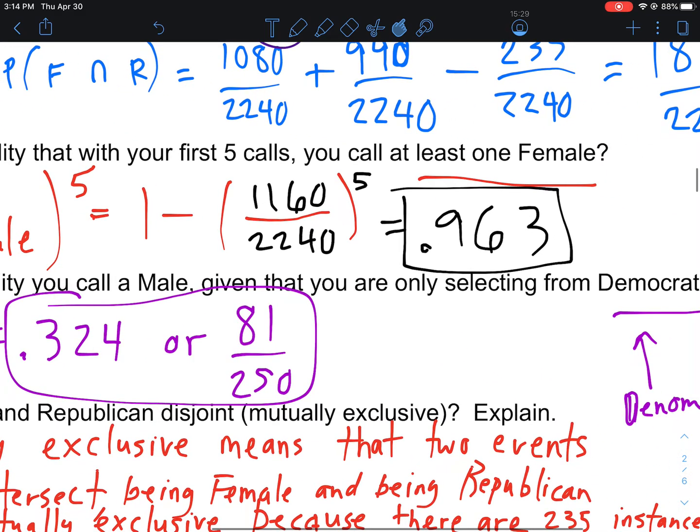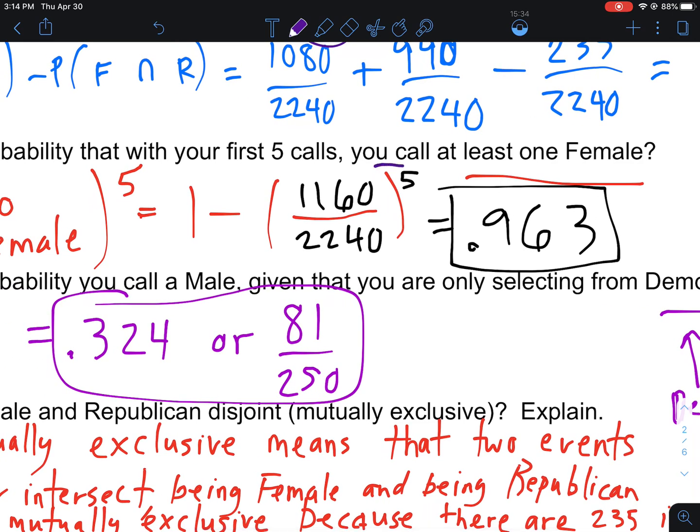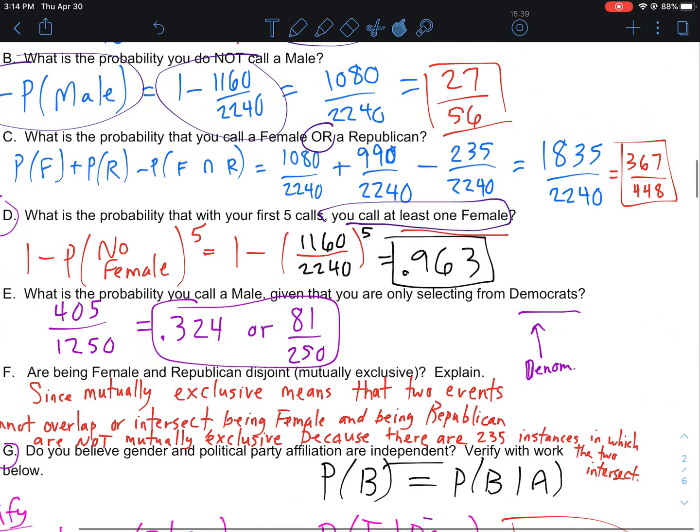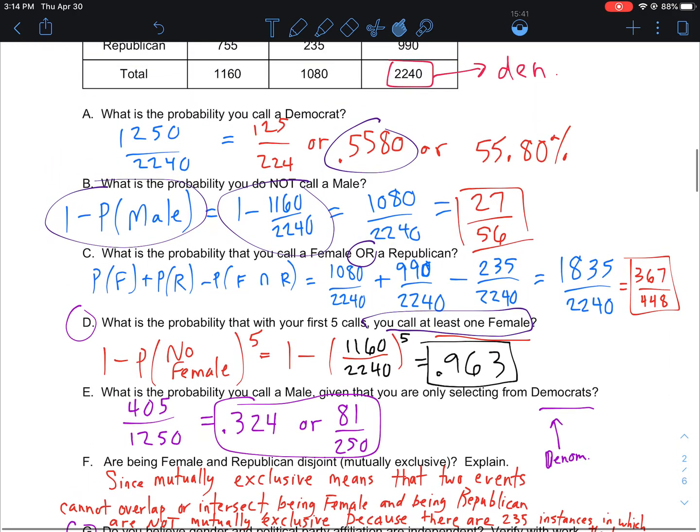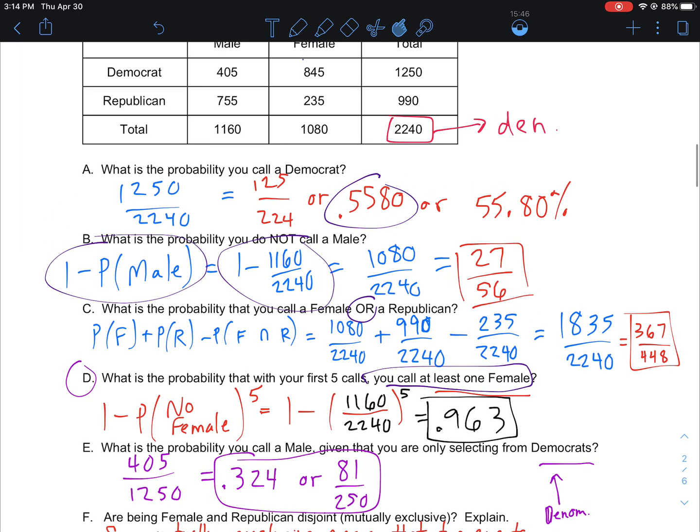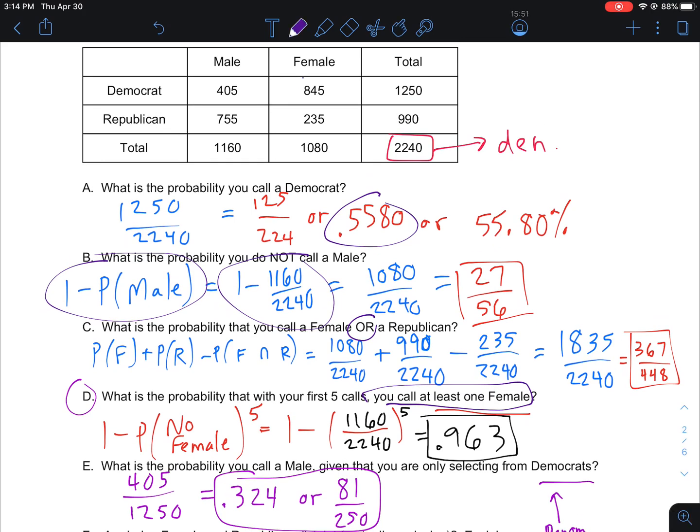Now, this problem I don't really like because it says within your first 5 calls, what's the probability you call at least one female? That really doesn't apply here because, again, the idea is that if you were calling people, it's probably without replacement. If you actually worked somewhere and were calling people, you'd probably cross off the name once you call them, and that would change the probability of it occurring each time. So this isn't really a perfect question. So I'm going to put a little bit of a frowny face by it because it doesn't really work here.